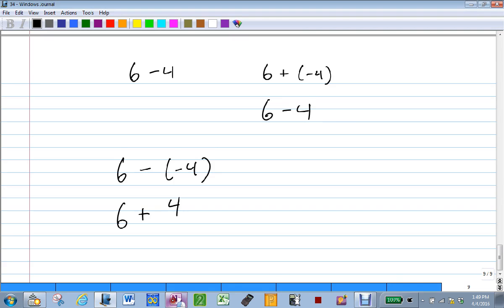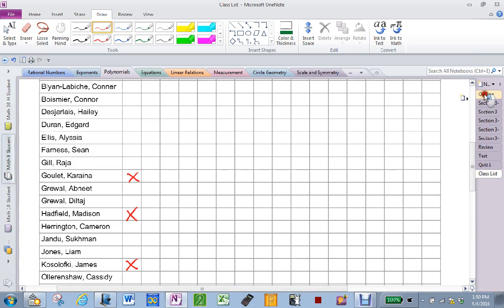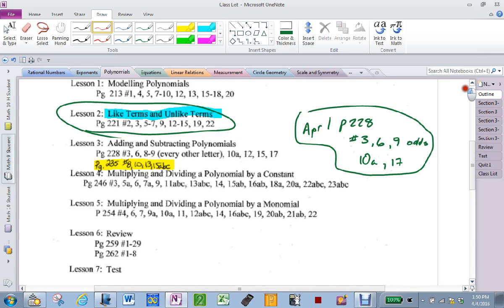Now, let's remember, we have a quiz tomorrow. It's on adding. I'm subtracting a polynomial. I can't remember if subtracting's on it or if it's just adding. Let me check.